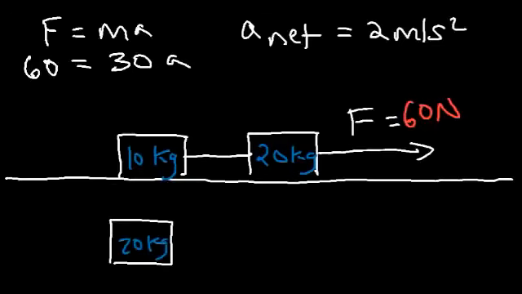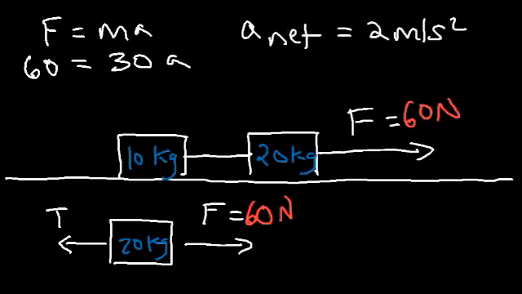The 20 kilogram block feels a force of 60 newtons that propels it to the right. It also feels a tension force that slows it down. That tension force is caused by the 10 kilogram object. To pull the 10 kilogram object to the right, the 20 kilogram object experiences a reaction force that pulls it to the left. And that's the tension force. And we also have a net force because the 20 kilogram object accelerates to the right.